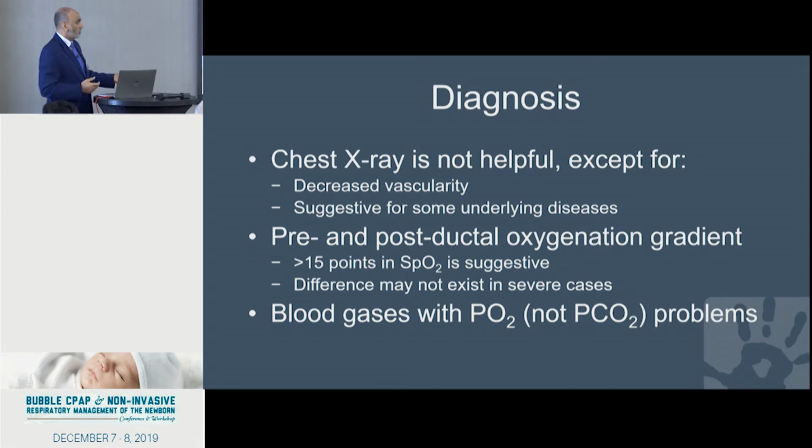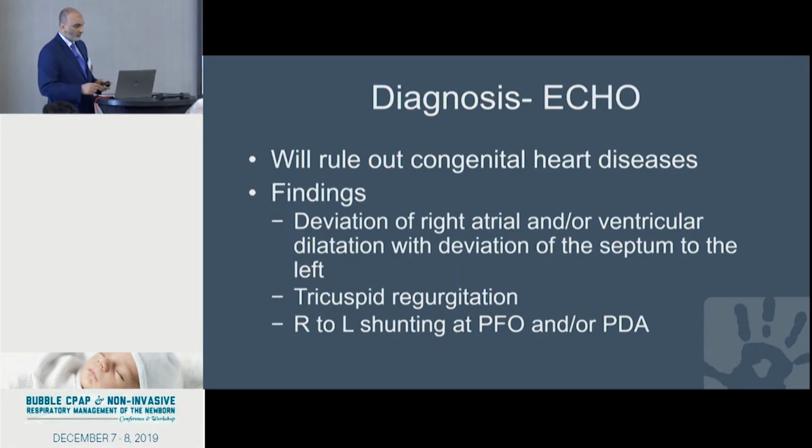Then blood gases, CO2 usually is not involved. It's only the low oxygenation. And on echo, you see the typical picture of right atrial and/or ventricular dilatation with deviation to the left side, and you can see tricuspid regurgitation, so you can hear a pansystolic murmur from tricuspid regurgitation at the parasternal region, and then right to left shunting at the PFO with or without the PDA.